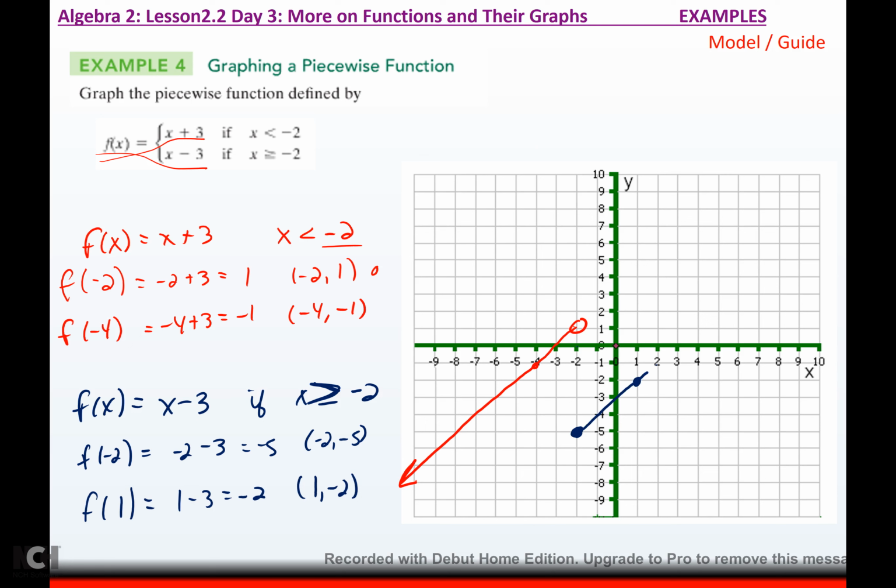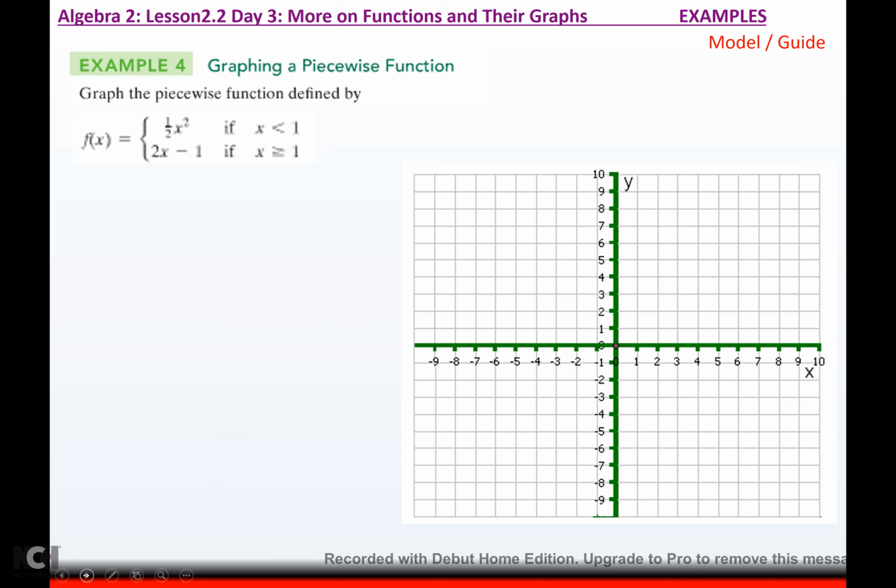And that, we know is a line, would look like that. Okay? That's piecewise functions. Alright, now they're going to get a little more complicated because they're going to throw curves in, parabolas and things like that. Well, same thing.